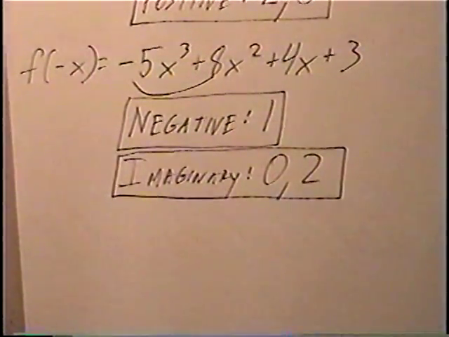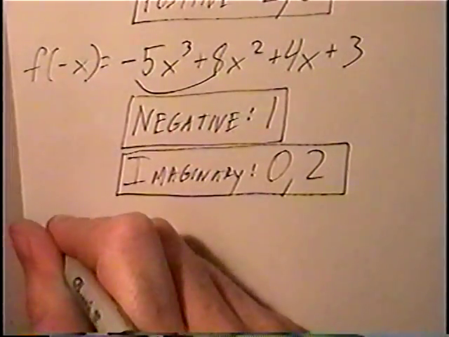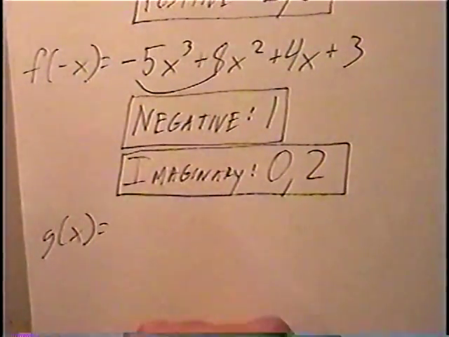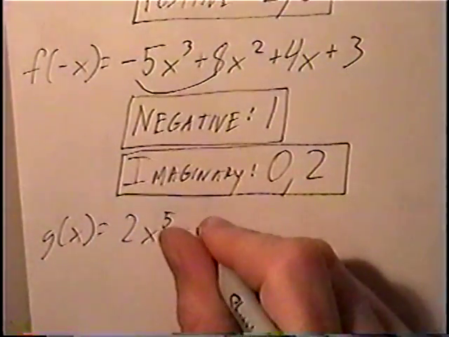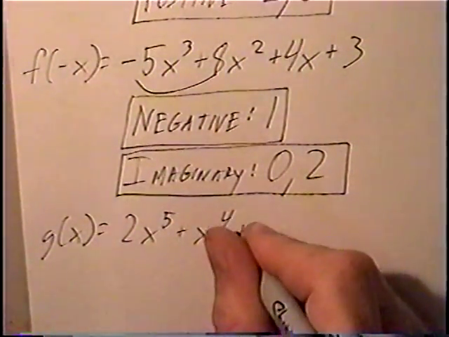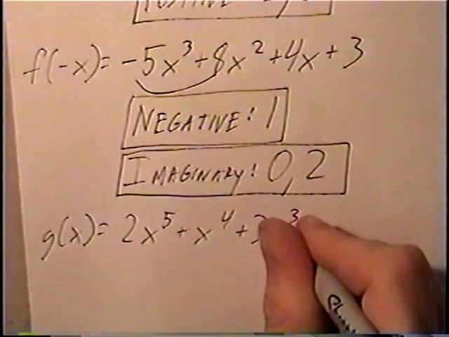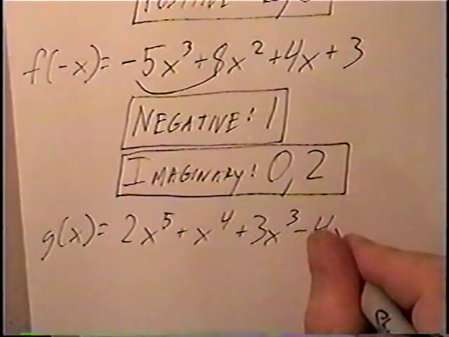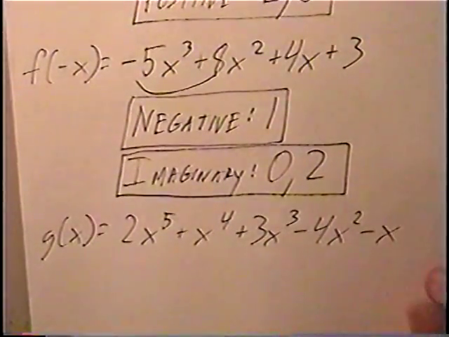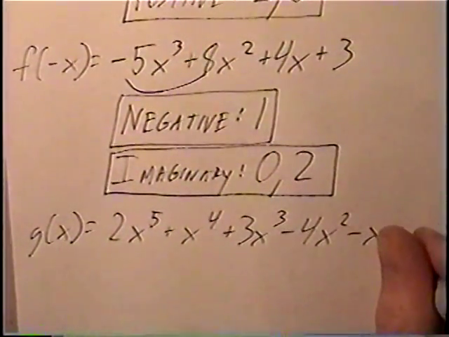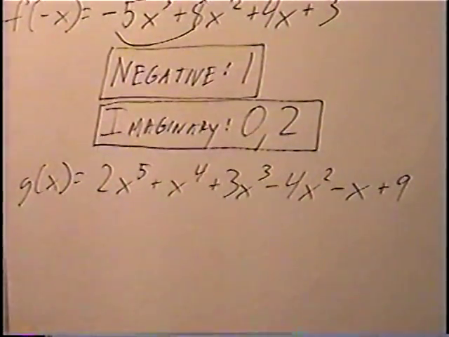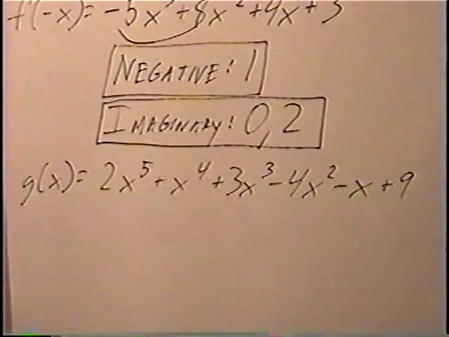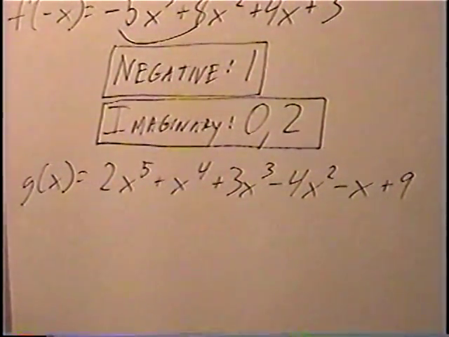Next problem we'll take a look at, and next equation, g of x equals 2x to the 5th plus x to the 4th plus 3x cubed minus 4x squared minus x plus 9. And again, from this function or equation, we'll find the possible number of positive, negative, and imaginary zeros.